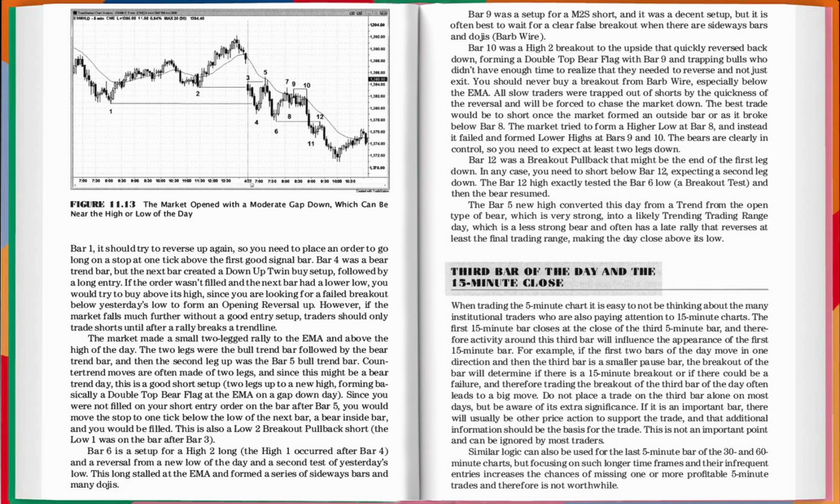The bar 5 new high converted this day from a trend from the open type of bear, which is very strong, into a likely trending trading range day, which is a less strong bear and often has a late rally that reverses at least the final trading range, making the day close above its low.